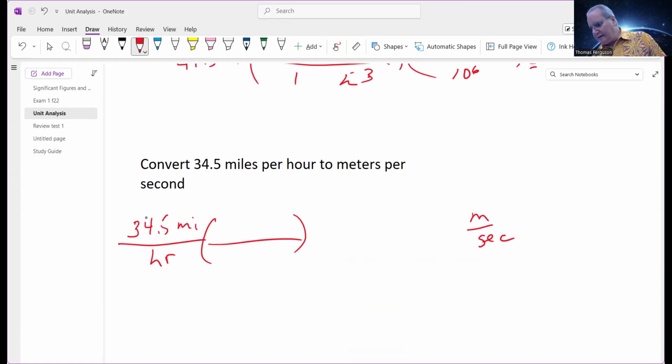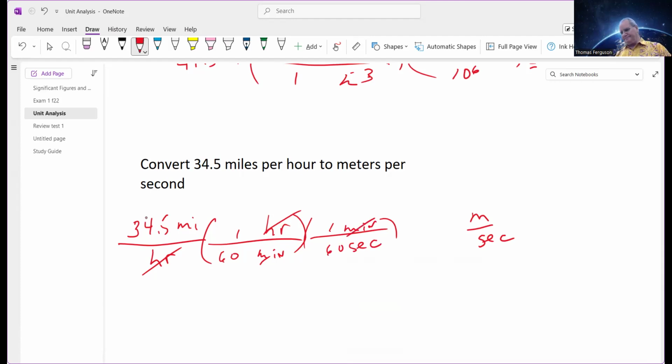So let's convert. Remember, the given always has to cancel, so it means hours on top. And we're gonna go to 60 minutes. And then we're gonna go to seconds. Okay, now we got seconds on the bottom. Now we need to work on miles to meters.